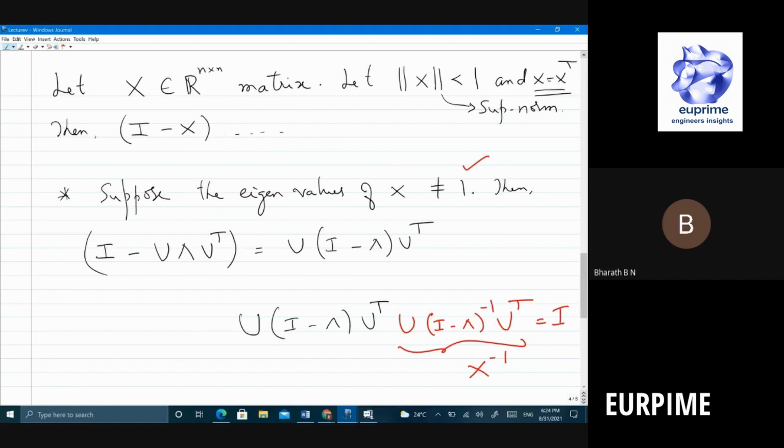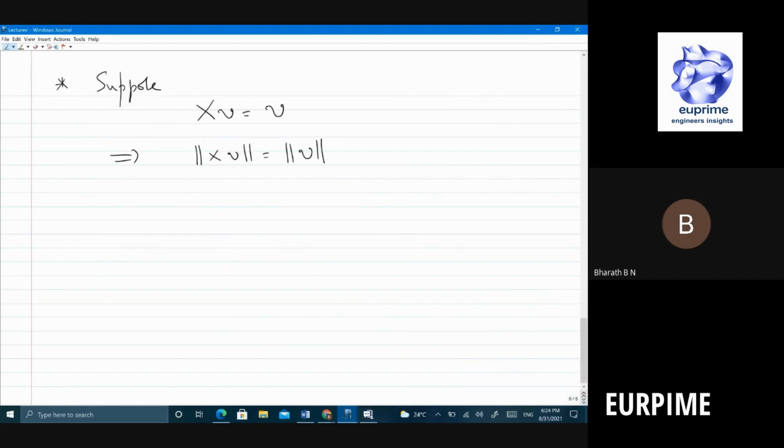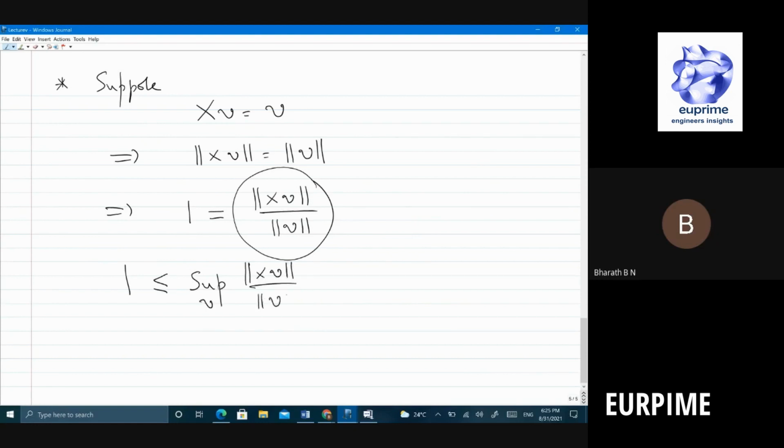Now I have to somehow prove that the eigenvalues are not equal to 1. So how do you prove that the eigenvalue is not equal to 1? Any idea? This implies 1 equals norm of Xv divided by norm of v. Do you agree? Now, instead of choosing any v, I'll choose the v that maximizes this ratio. So I'm going to maximize the right-hand side, then 1 should be less than or equal to the supremum over all v of norm of Xv over norm of v.